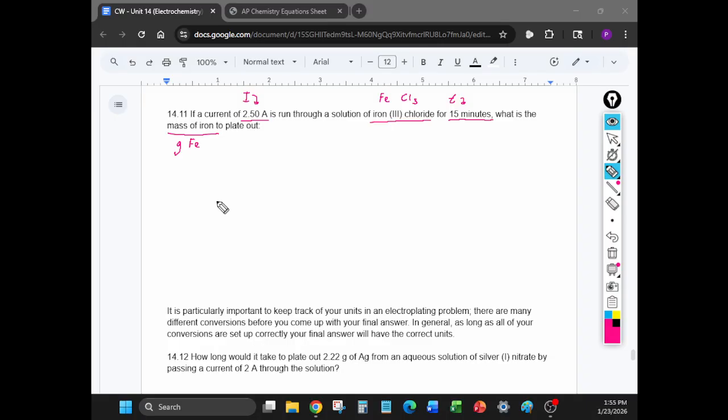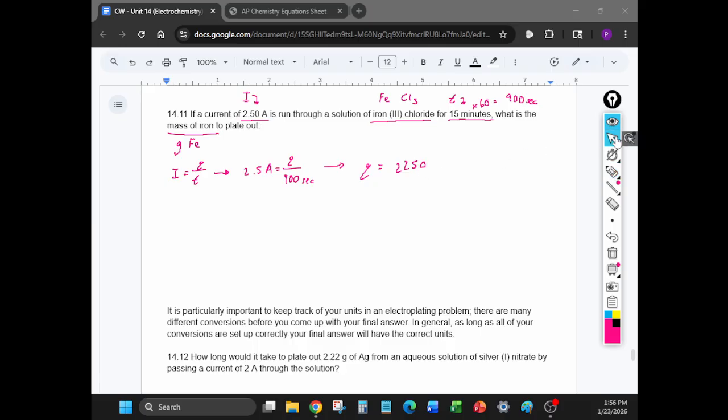All right, now, if we take a look, we are given two numbers in this problem, and the two numbers are I for current and T for time. So our time, we can very easily convert to seconds by multiplying it by 60, and that'll give us 900 seconds. So we have I and T, so we're going to plug it into the equation from the AP equation sheet. I is equal to Q over T. If we plug in our numbers, it'll be 2.5 amperes equals Q over 900 seconds. So we can solve for Q here. Q is going to equal 2.5 times 900, and that'll give us 2250.